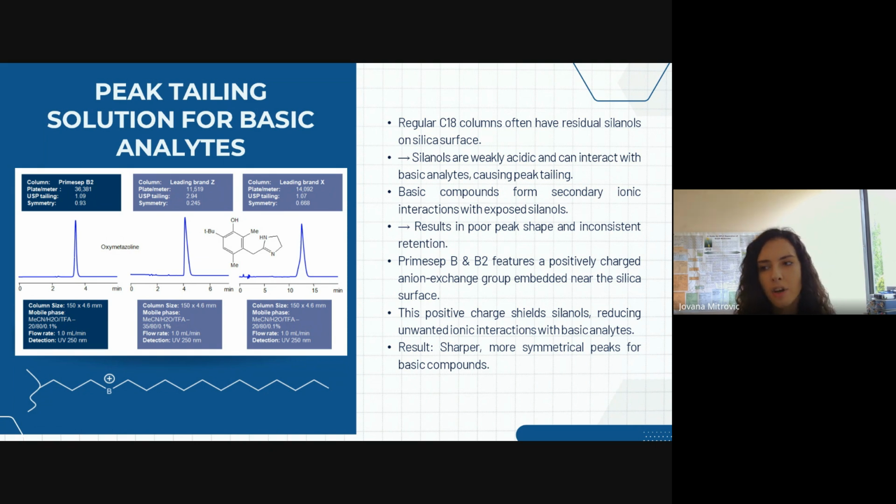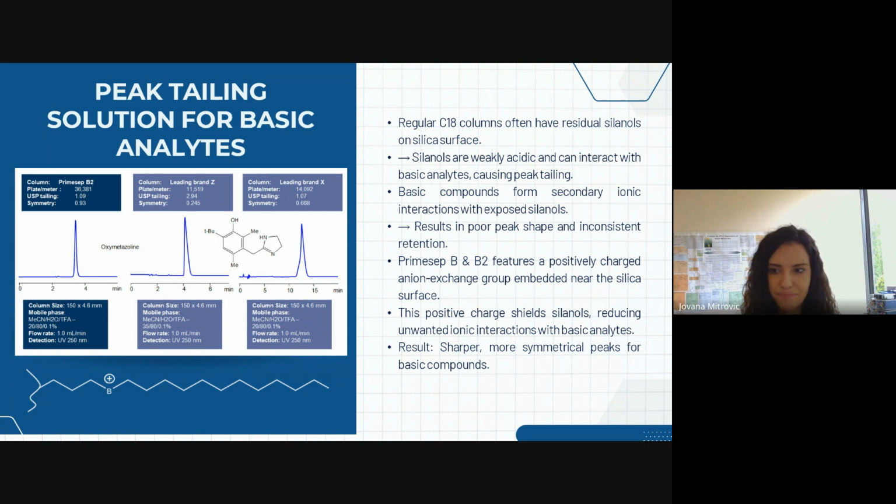And this design offers a dual advantage. It enables controlled anion exchange retention for acidic molecules, while simultaneously shielding silanol groups, resulting in improved peak shape for basic hydrophobic analytes. And consequently, ionic interactions that cause peak tailing are minimized.